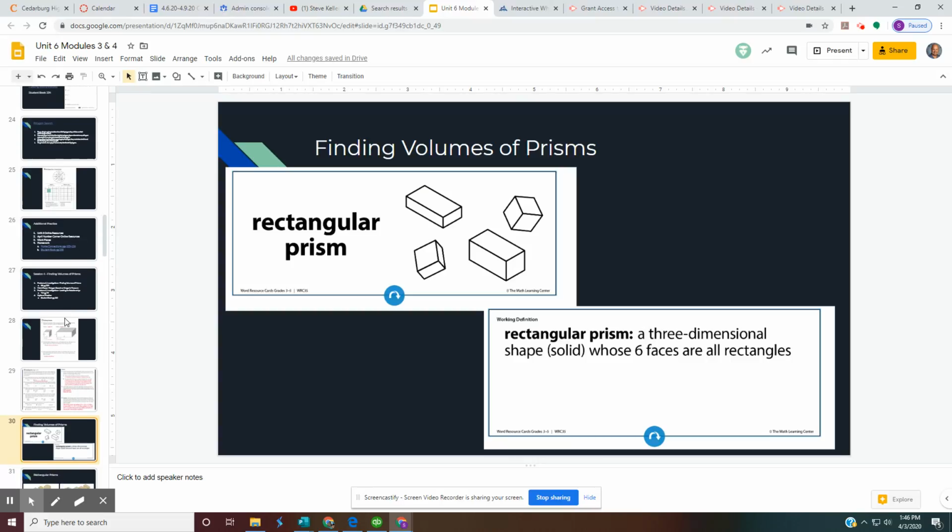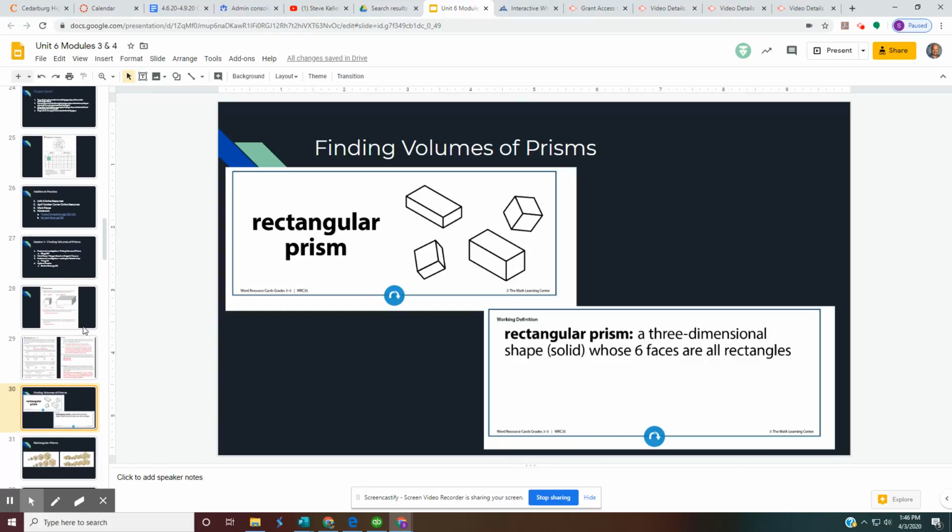All right, so before we start out today, I'd like to go over a vocabulary word called rectangular prisms. Now, in a rectangular prism, we're talking about a three-dimensional shape. It's solid, and it has 6 faces. So 6 faces like a cube, like a dice. And all of the faces are rectangles. And remember, in a rectangle, we have 90-degree angles.